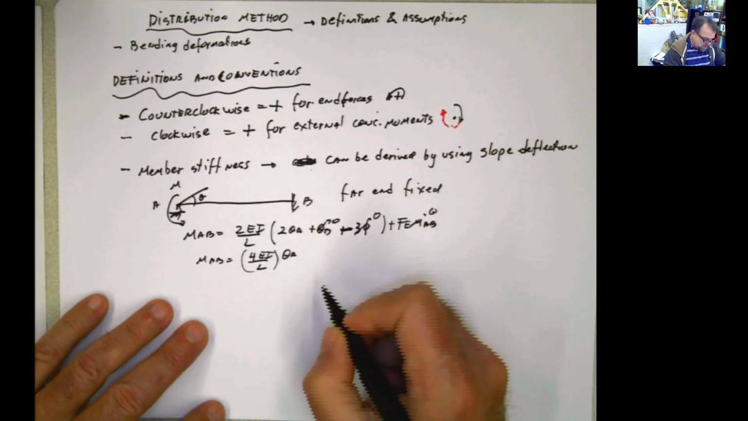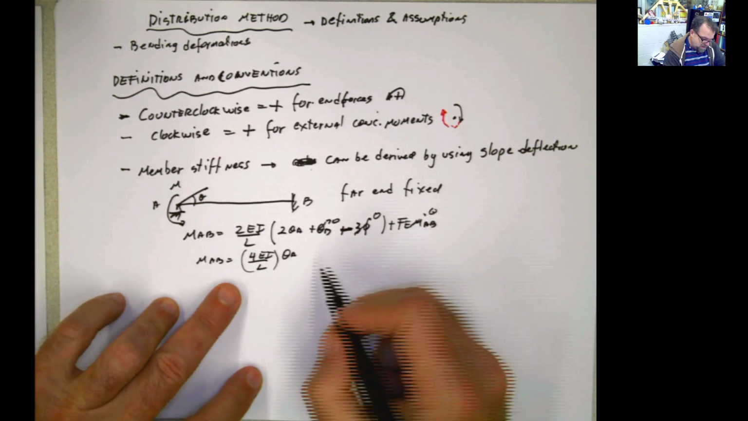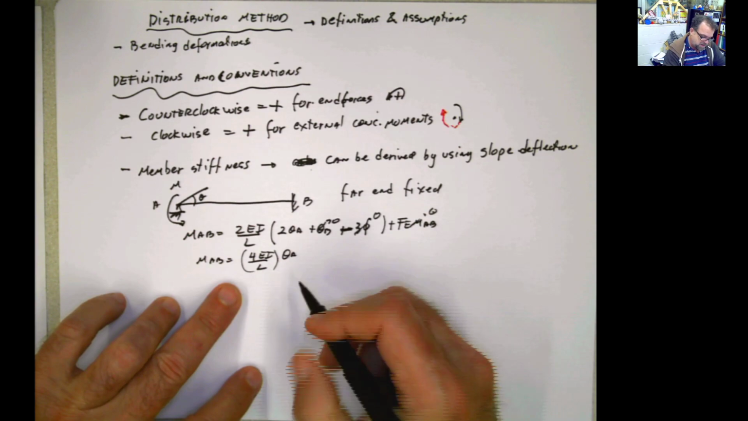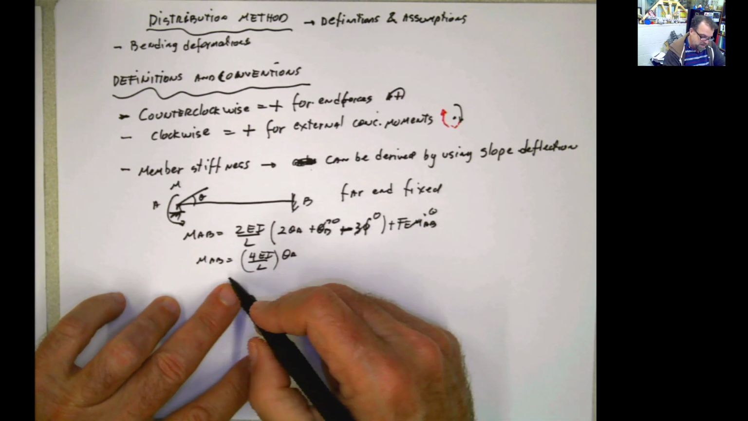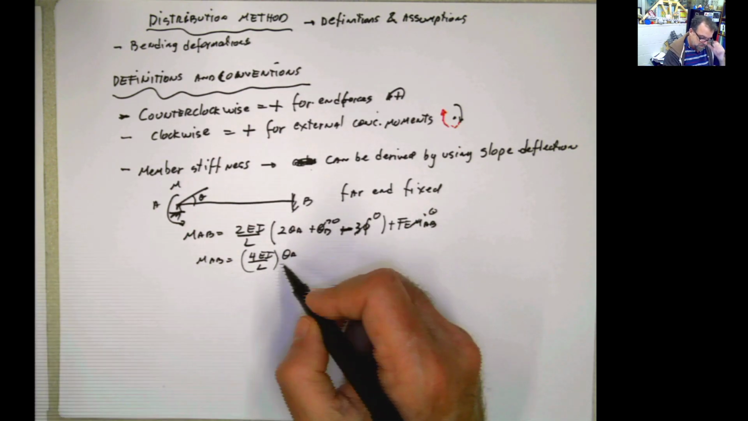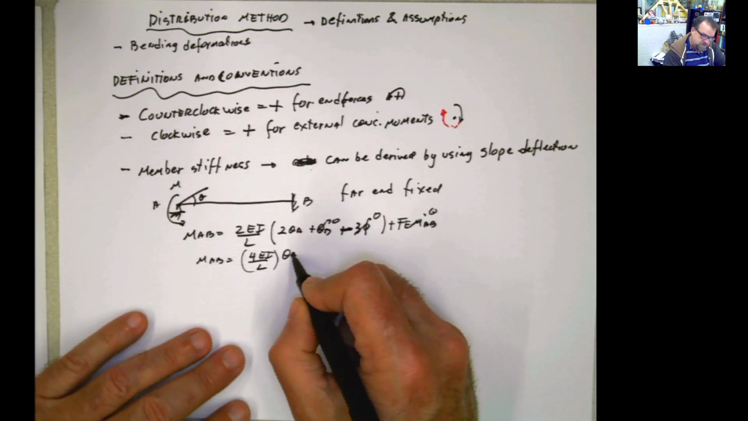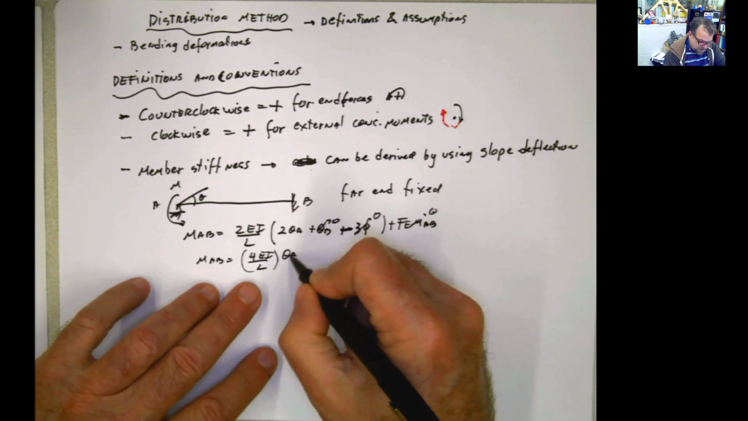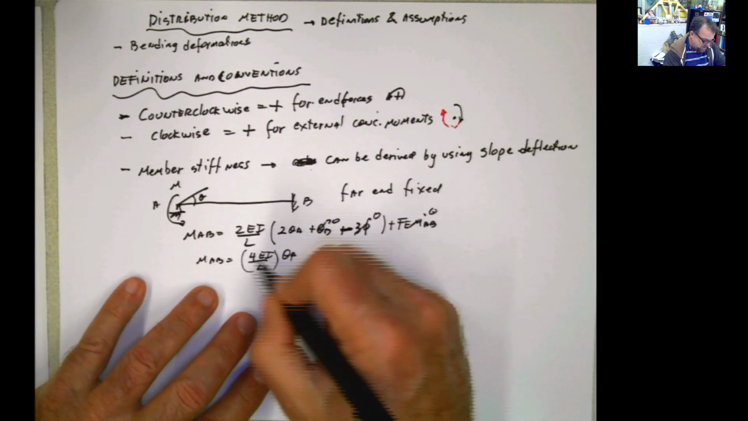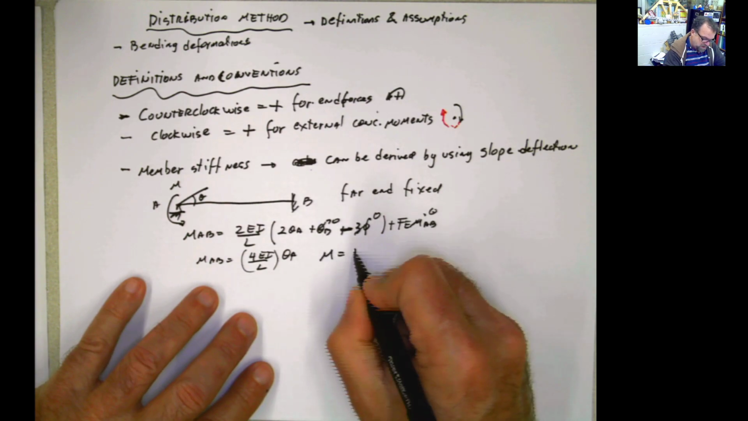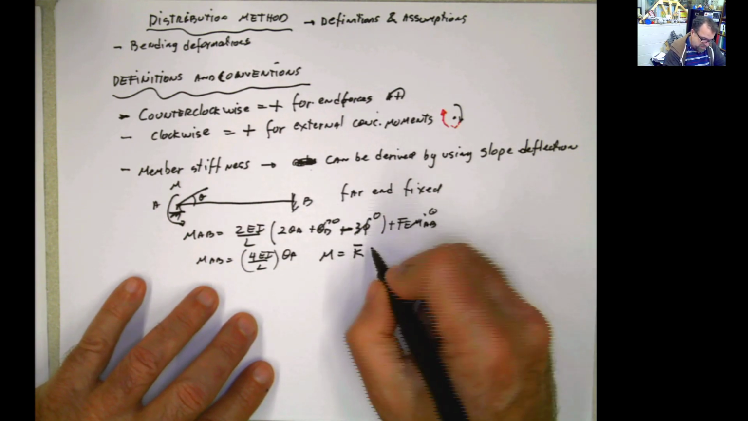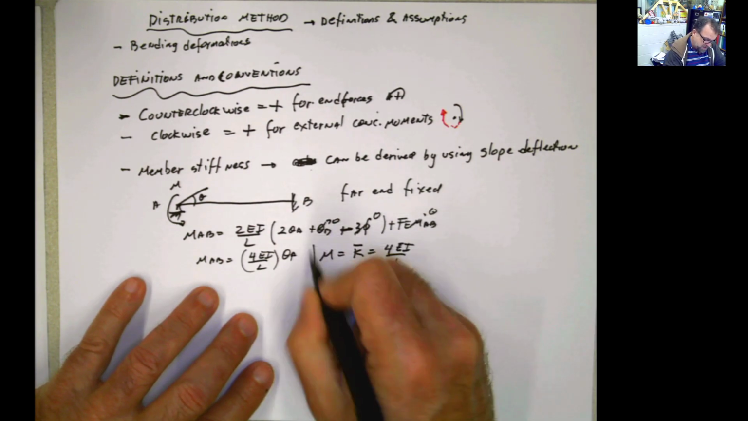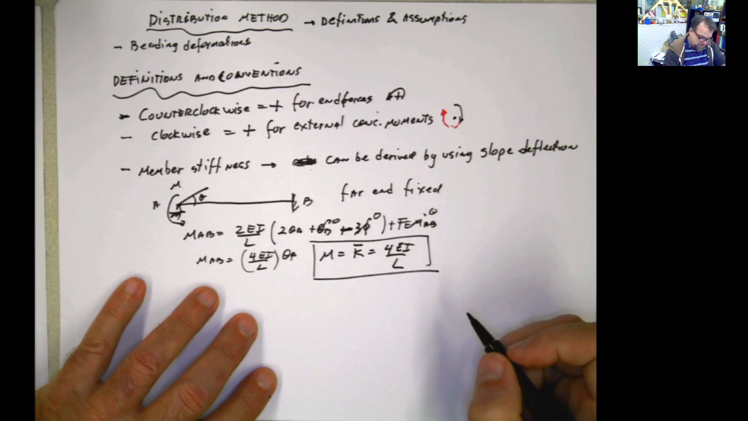Now the member stiffness, the bending or rotational member stiffness, is defined as the moment that is produced to achieve a rotation of 1 radian. So in other words, if you put 1 radian here, this is the member stiffness. So the moment is going to be equal to the bending stiffness of the member, and it's 4EI over L. That's what we are looking for, okay? This part.